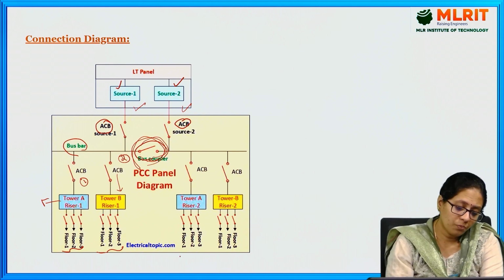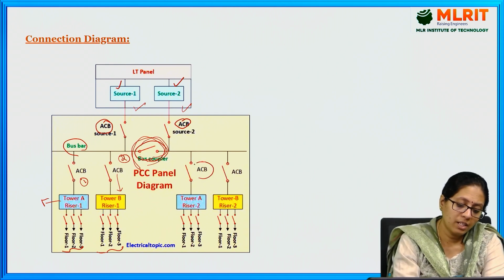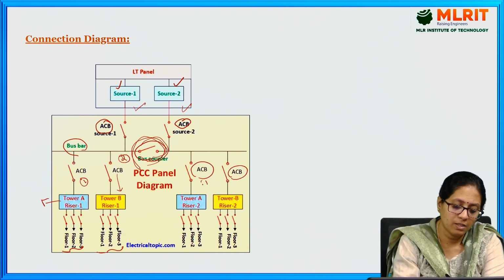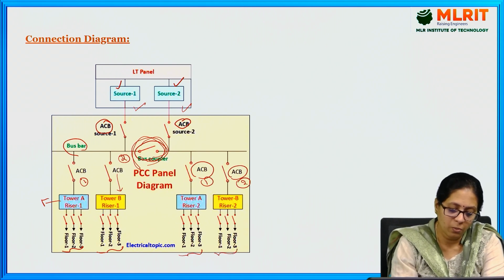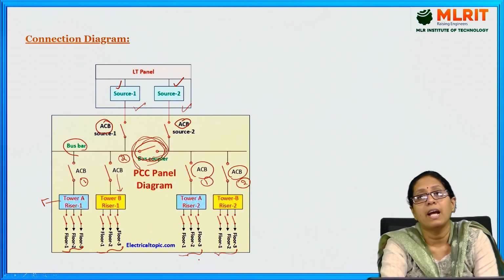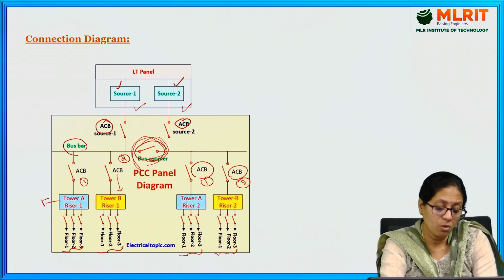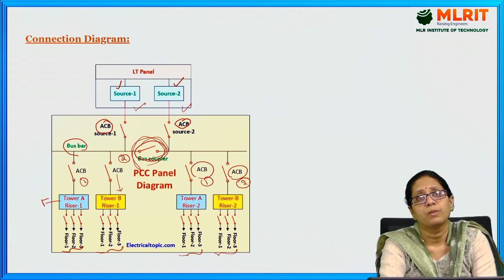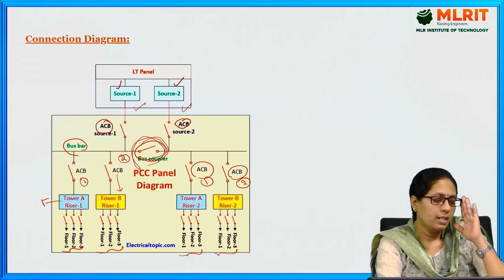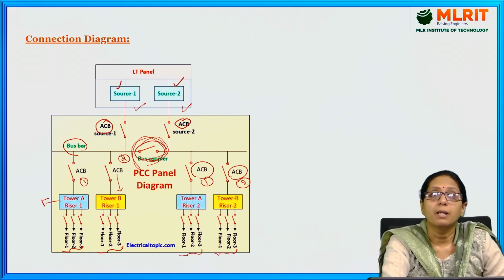This also has two ACBs, that is ACB 1 as well as 2, which are connected to tower A as well as tower B for floors 1, 2 and 3. So this is a small diagrammatical representation of a PCC panel.